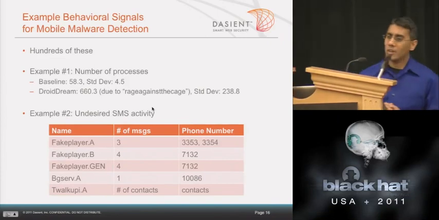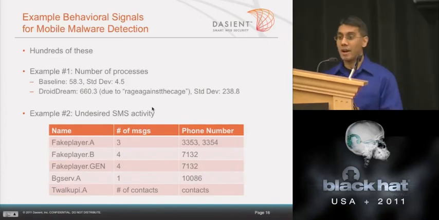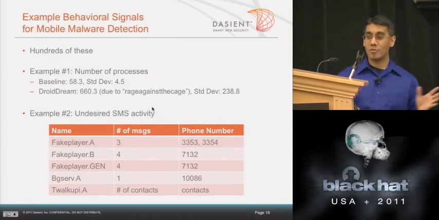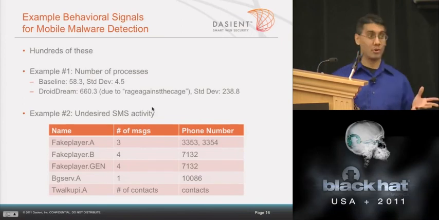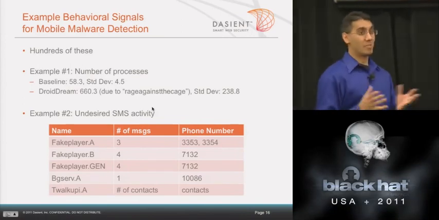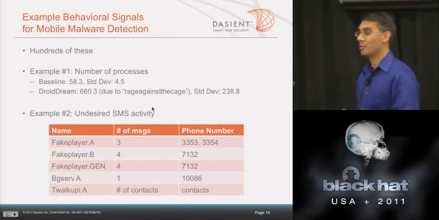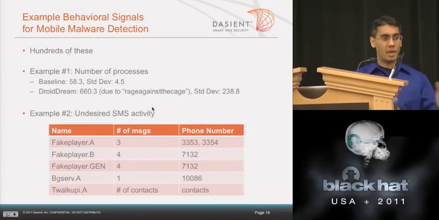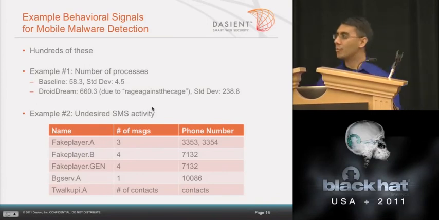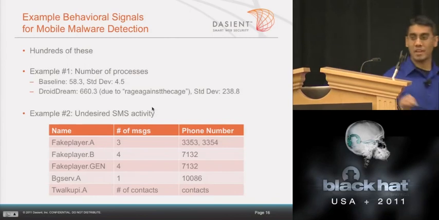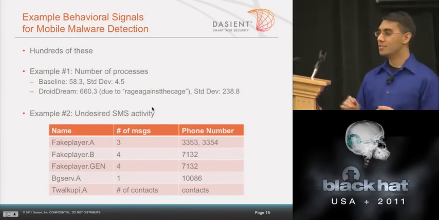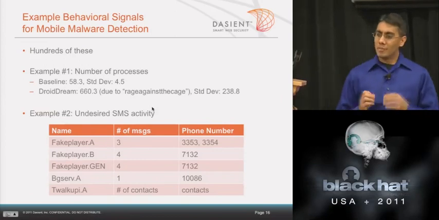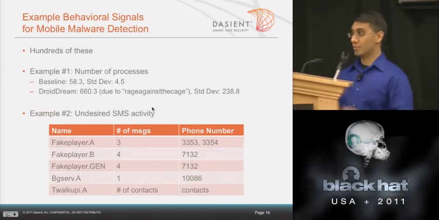So when Droid Dream was behaviorally analyzed by our system, we saw that it generated a lot of processes. One example of a behavioral signal that may indicate that an application is malware or just plain old not being well behaved is the number of processes it starts. If you look at the emulation environment that we had set up, before we run the application and behaviorally analyze it, there were typically, on average, 58 processes running on the emulator, with a standard deviation of 4.5. So not a lot of processes.